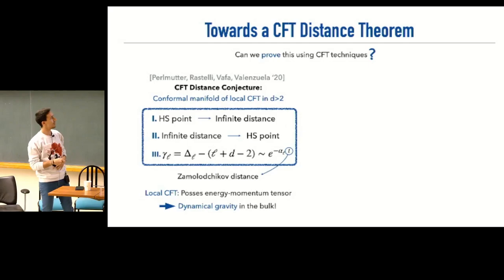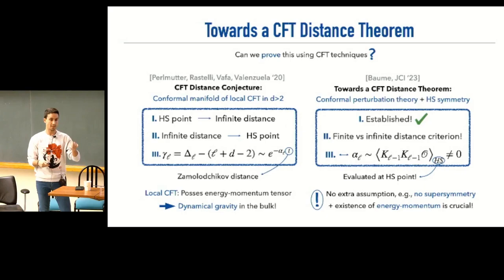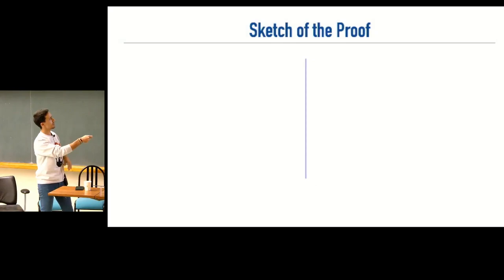Outside of the higher spin point, it is a descendant, because it's essentially the divergence of J, the higher spin current. But at the higher spin point it becomes a primary. I will review a bit how this K appears. So let me just give a sketch of the proof.